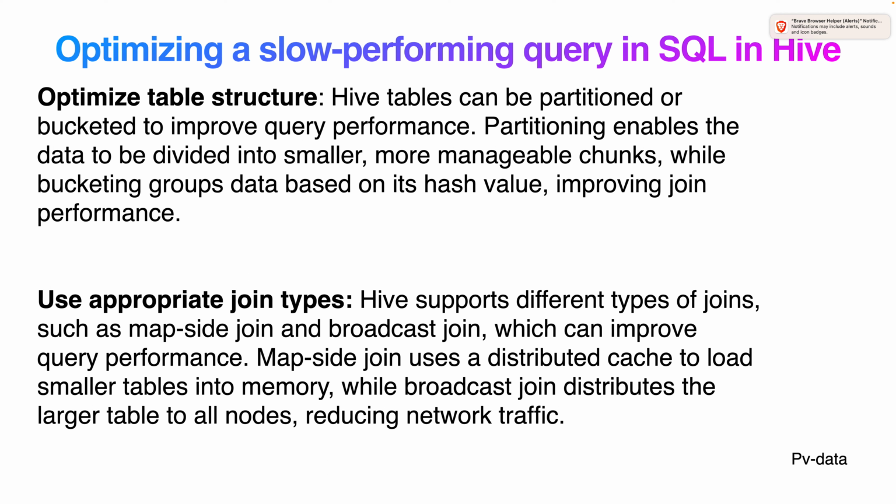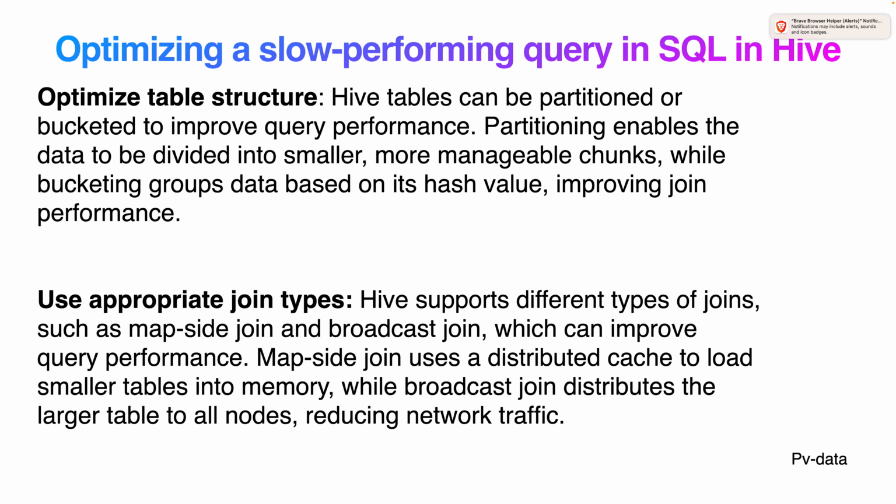The third one I would suggest is optimizing the table structure. When I say table structure, there are two things we can think about: Hive supports bucketing and partitioning, and we should take advantage of these two features. A Hive table can be partitioned and bucketed to improve querying performance. Partitioning enables the data to be divided into smaller and more manageable chunks, while bucketing groups data based on the hash value, improving join performance. The same hash value will reside in the same place, so when you have the same value, it will be faster.